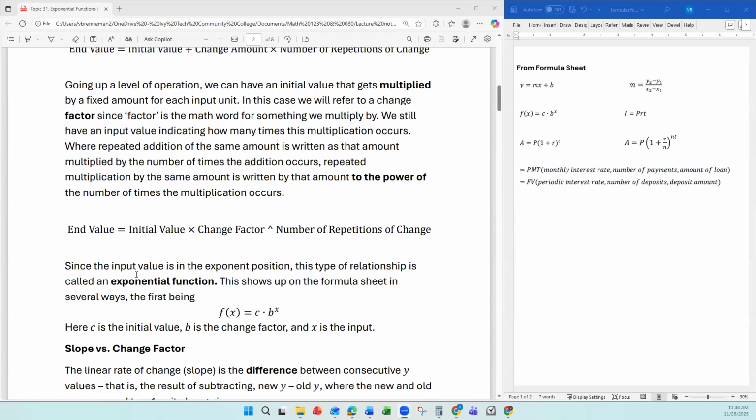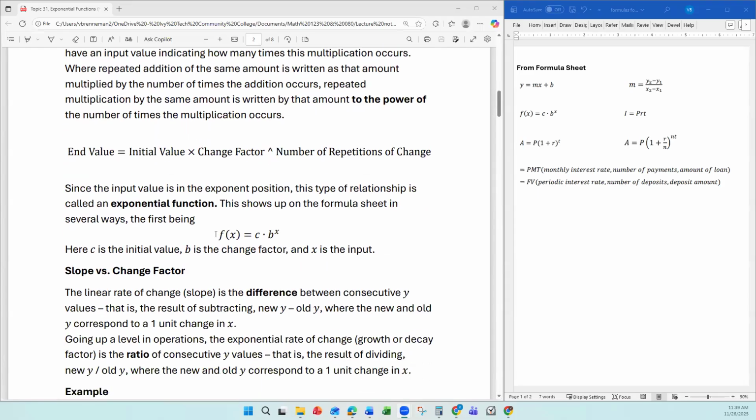So it has a change factor. You multiply by that repeatedly, and repeated multiplication is shortcutted by a power. So the number of times that change happens is represented by an exponent applied to the change factor. So this gives us our exponential function that we see on the formula sheet here. So C is the initial value. B is the change factor. And X is how many times the change happens.